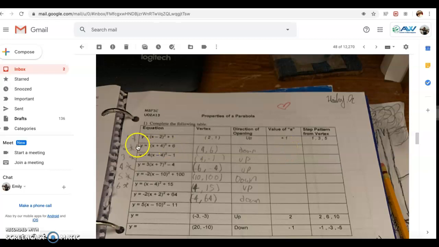And then I think that's pretty straightforward. Once you see it, you should be able to fill them in. Okay, fill in those values. The last thing is the step pattern. So this one, I will do an example for you on my paper. So the step pattern, the way that works.